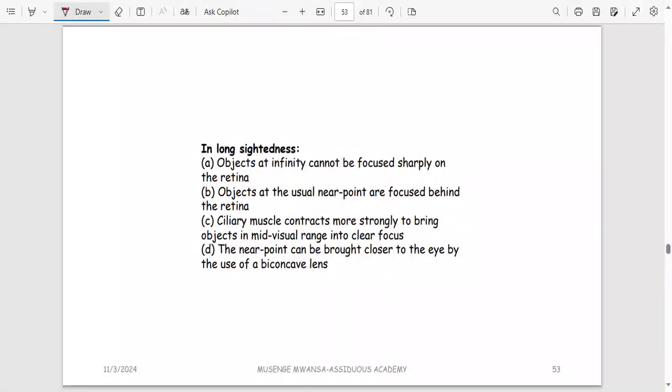Objects at infinity cannot be focused sharply on the retina. Objects at the usual near point are focused behind the retina. Ciliary muscle contracts more strongly to bring object in mid visual range into clear focus. The near point can be brought closer to the eye by the use of a biconcave lens. Which one can we pick? This is long sightedness where you are failing to see things which are short, isn't it? Or not things which are short, but things that are near.